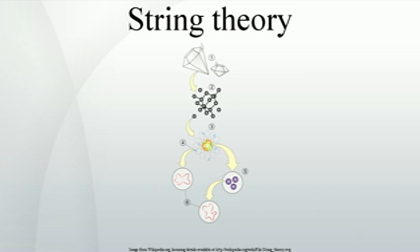T-duality relates the large and small distance scales between string theories, whereas S-duality relates strong and weak coupling strengths between string theories. U-duality links T-duality and S-duality.